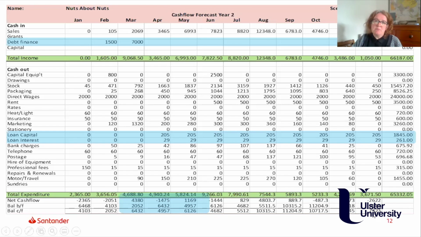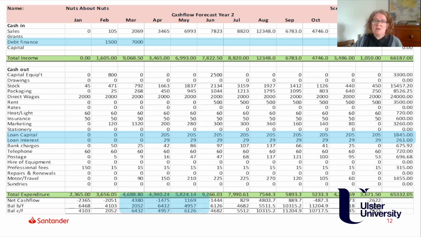So I hope that gives you some kind of, I guess, confidence in how you would approach using your cash flow as a decision-making tool, not treating it as something that you do once and then you file away under that box is ticked. I've done what I've needed to do for a funder. I've done what I've needed to do for my business plan. I never need to look at this again.